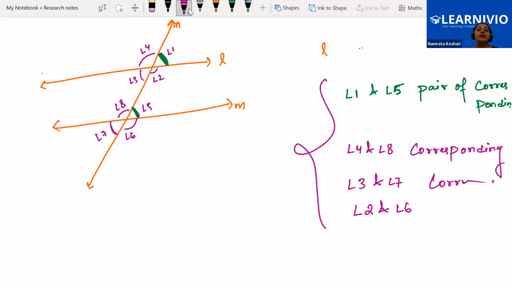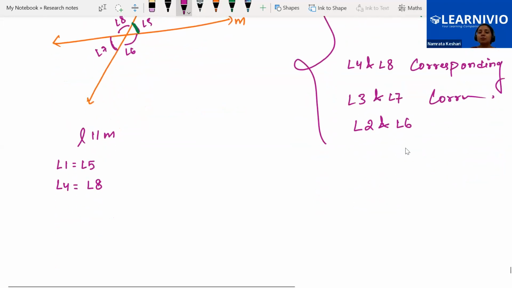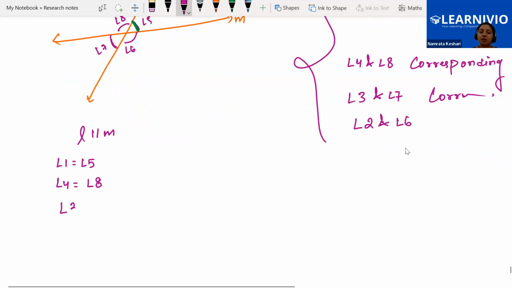Now let me tell you one thing. If L is parallel to M, then these corresponding angles will be equal. If L is parallel to M, then these corresponding angles will be the same. It has to be the same.